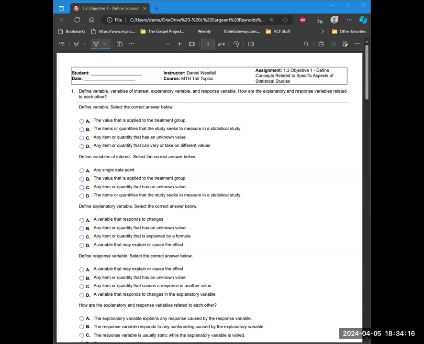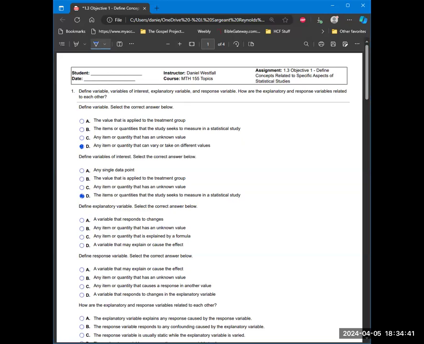So first, let's define variable. A variable is any item or quantity that can vary or take on different values. So that's D. Let's define now variables of interest, and they are the items or quantities that the study seeks to measure in a statistical study. So that's also D.